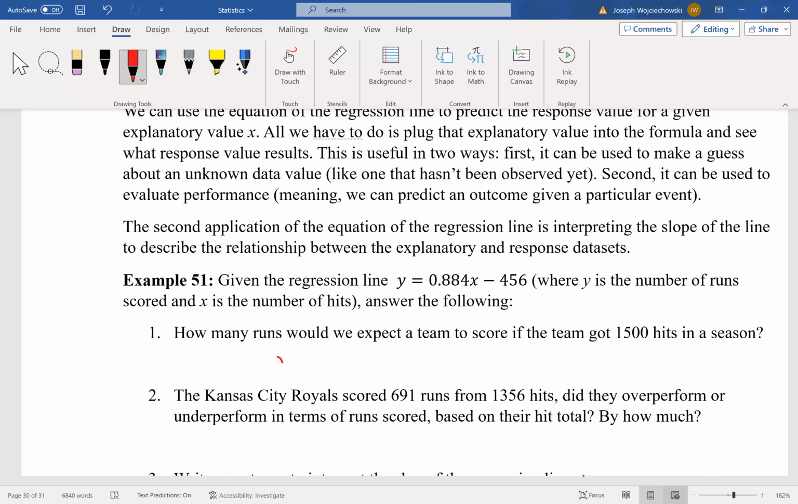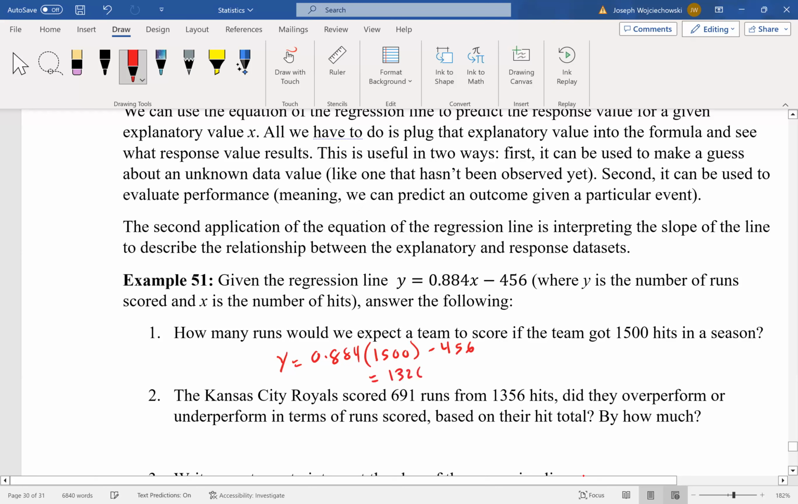So we take y equals 0.884 times x, which is 1,500, minus 456. So we have 0.884 times 1,500. That worked out nicely. Gives me 1,326 minus 456. And we would have 870 runs.